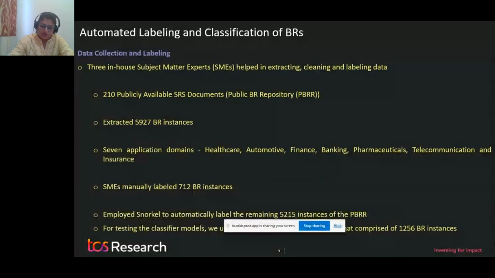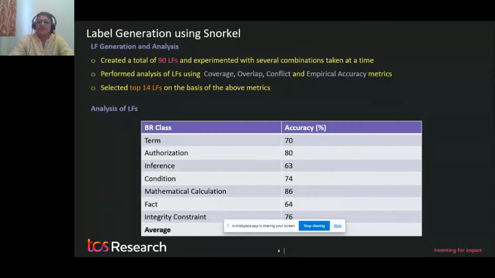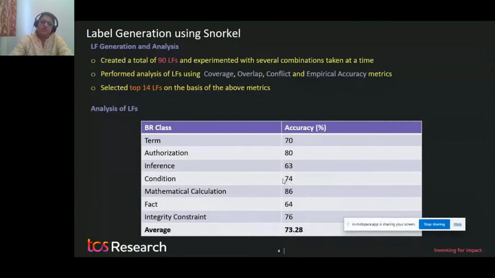Now, as many of us would know, Snorkel makes use of labeling functions. In this work, we created a total of 90 labeling functions, which were based on keywords, machine learning based techniques and some deep learning based techniques. And we experimented with several combinations of the same. These created LFs were analyzed using standard metrics such as coverage, overlap, conflict, and so on. Based on these metrics, we selected the top 14 labeling functions. See in the table, the average labeling accuracy was around 73.28%.